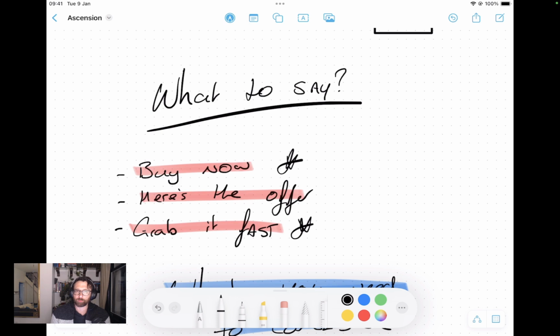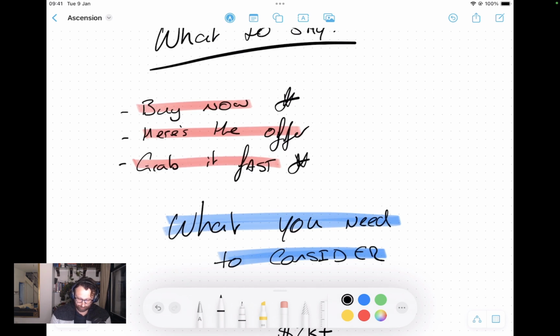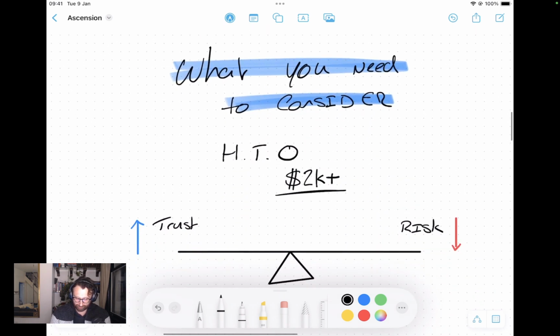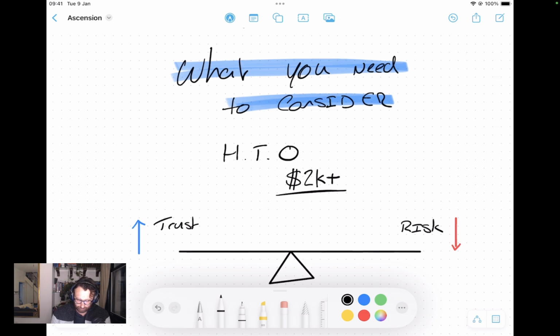It's a bit more complicated than that, especially when you're looking at selling higher ticket items to people. So there's a couple of bits that you need to consider. For high ticket offers, and we're talking about anything that's 2K plus, 1K plus, it's different depending on the market, but generally it's a very general rule, and this is a guideline, not a hard and fast rule. Anything over 2K, I would say, is a high ticket offer.